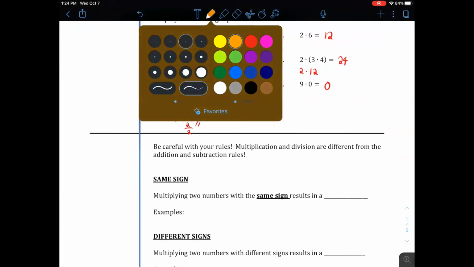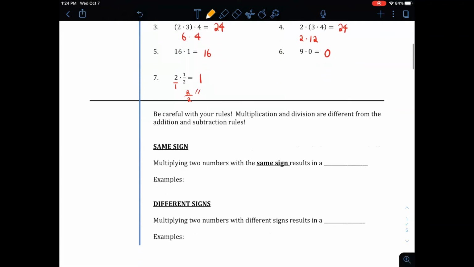All right, sounds good. So it says, be careful with your rules. Multiplication and division are different from the addition and subtraction rules, okay? So multiplying numbers with the same sign results in a what? If I have 2 times 3, is that a positive 6 or a negative 6? It's going to be a positive 6. What about negative 3 times negative 5? That's going to be positive 15. So same signs, when you multiply them, you're going to get a positive.